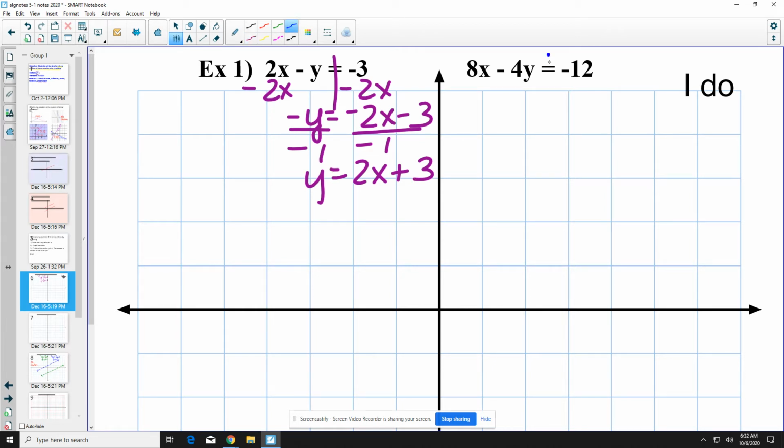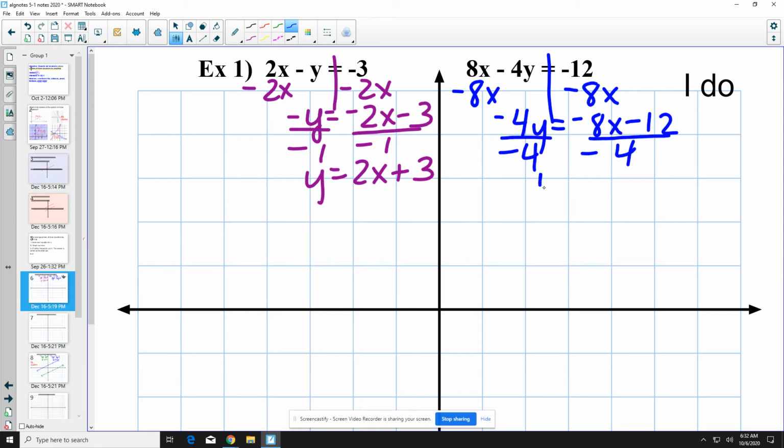All right, let's look at our second one. We're going to solve for y. The first step would be to subtract 8x, right? So you're subtracting 8x from both sides. You'll get -4y equals -8x minus 12. Next, I need to divide by -4, and then I'll get y equals 2x plus 3, okay?